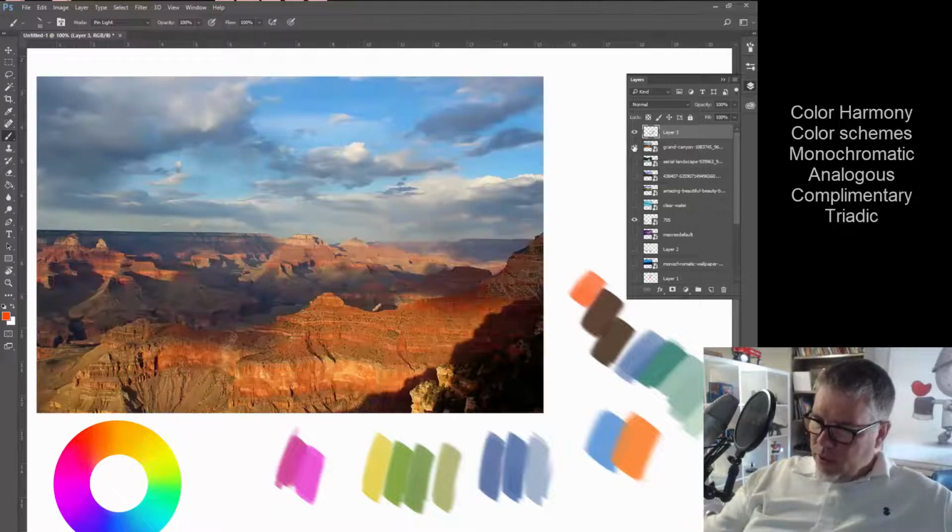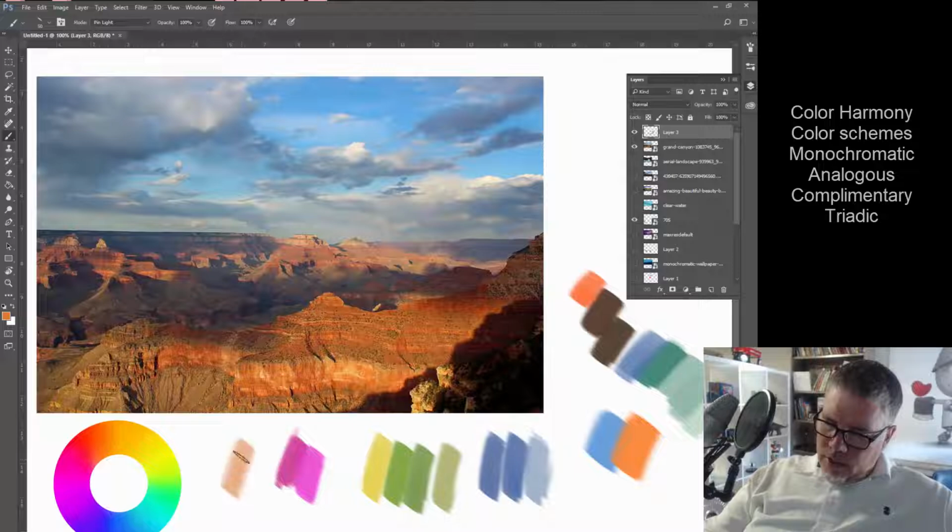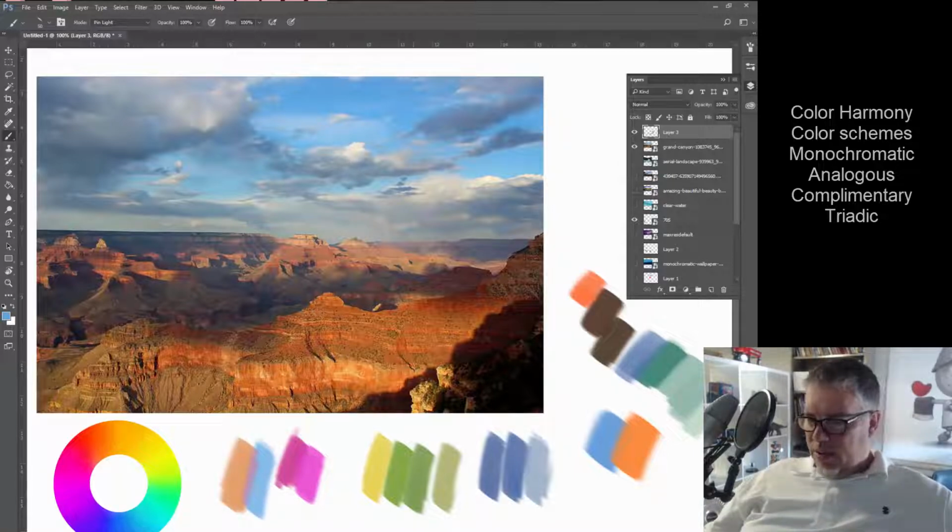Let's look at this one here, one last one. This one's easy to spot. Once again, you've got that orange and the blue. And so yeah, there you go. Those are the different color schemes. And I think that's all we're going to talk about on this one.